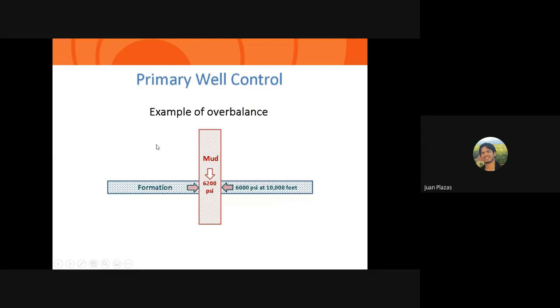Example of overbalance. What we see here is hydrostatic pressure given by the mud equal to 6,200 psi. Formation pressure given by the formation is 6,000 psi. The TVD is 10,000 feet.